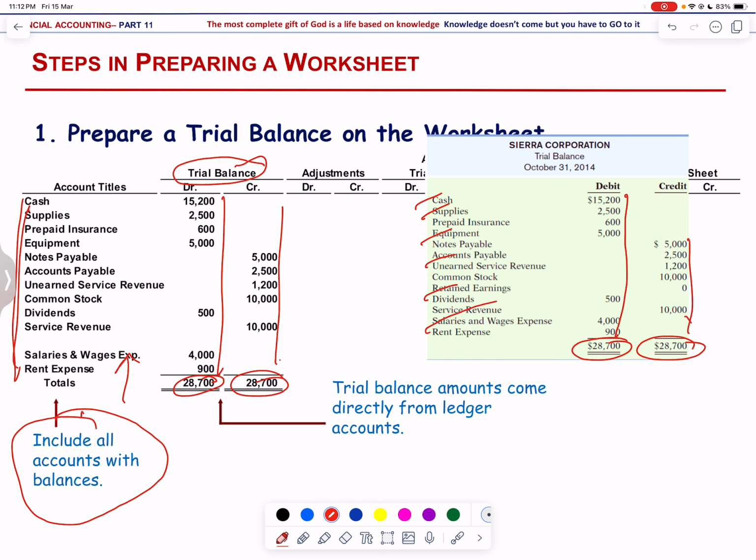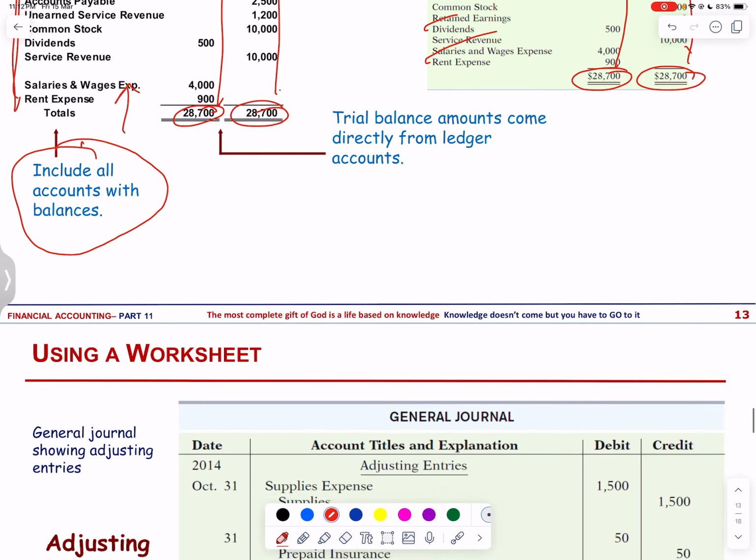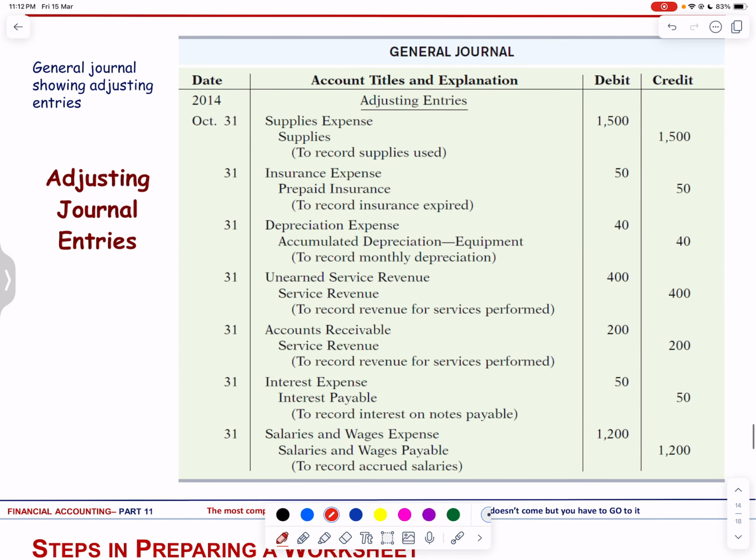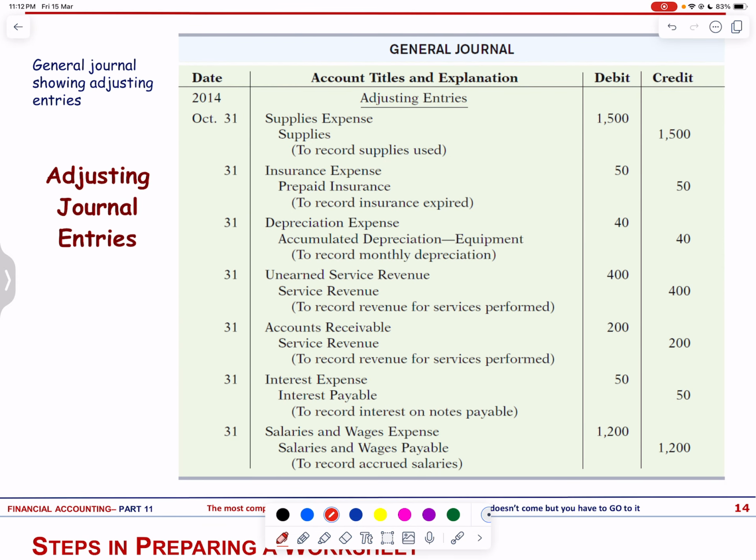Now, once we have done that, we move on to the next step, that is, we are going to make the adjustments. Adjustments have been done again in the previous video, and these were the different adjusting entries that we have done for supplies, insurance expense, depreciation, unearned service revenue, etc. So once again, we are going to use these adjusting entries, and we are going to put these adjusting entries in the worksheet, and let us see how we do that.